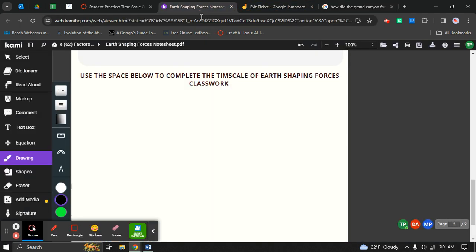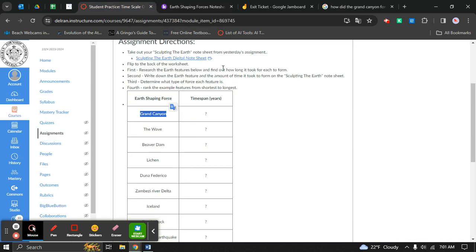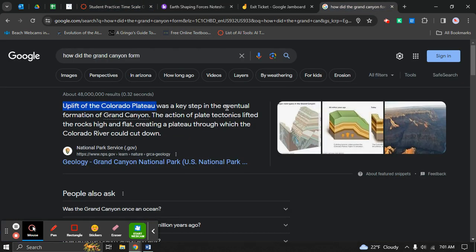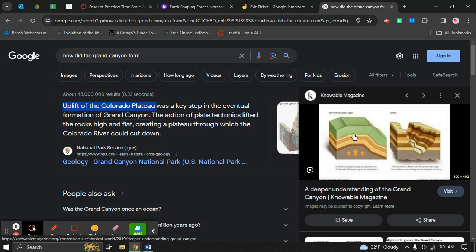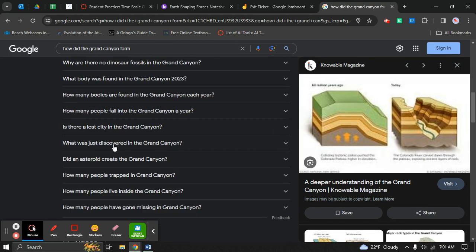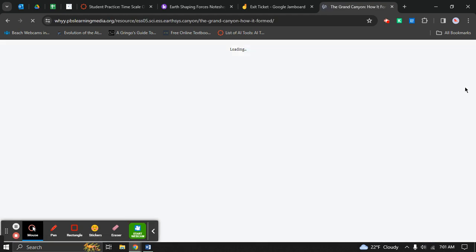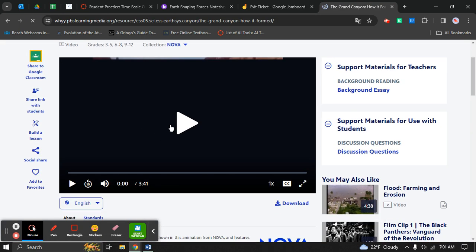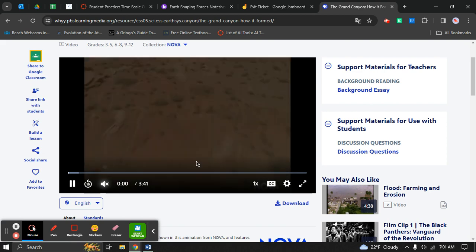We're looking for how long it took to form and what type of feature or what type of earth-shaping factor formed it. So this doesn't really help us. What this is telling us about is how a subducted plate actually lifted the land up, which was essential to happen first before the Grand Canyon formed. See? First, you needed a bunch of land. Then, if you do a little more research, you might find a video like this, and it shows you exactly how the Grand Canyon formed.